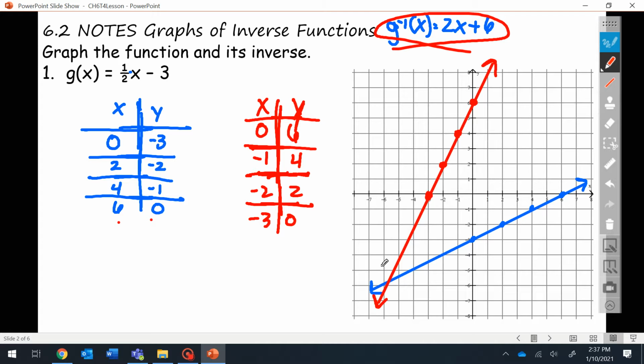Now on this problem, it's not easy to see why these are inverses. All that I've really shown is that the x and y values for the regular function and the inverse function are swapped.